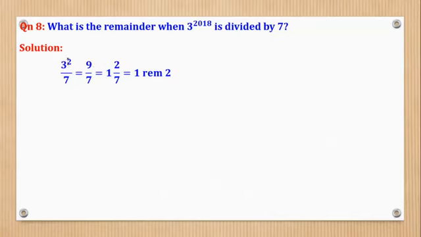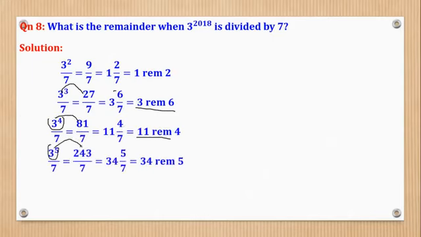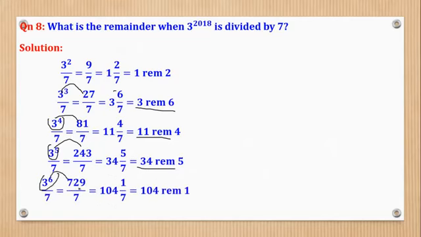So 3 to the power 2 becomes 9. 9 divided by 7 in form of a mixed fraction, it is this. And you know what it means? It means 1 remainder 2. Let's increase again. 3 to the power 3 is 27. Divided by 7, you get 3 remainder 6. Increase again. 3 to the power 4 is 81. Divided by 7, 11 remainder 4. 3 to the power 5 is 243. Divided by 7, 34 remainder 5. 3 to the power 6 is 729. Divided by 7, 104 remainder 1.